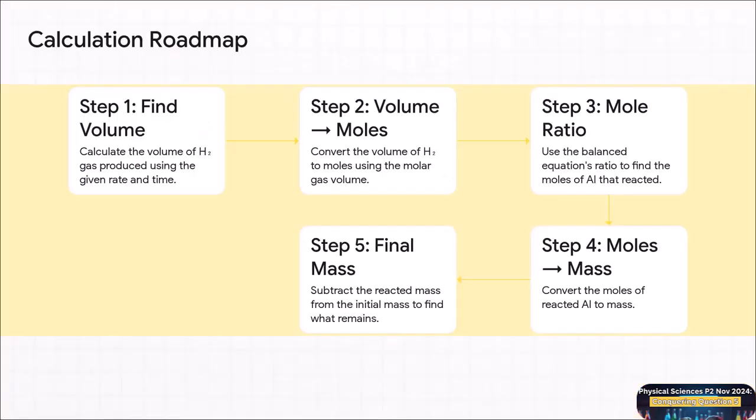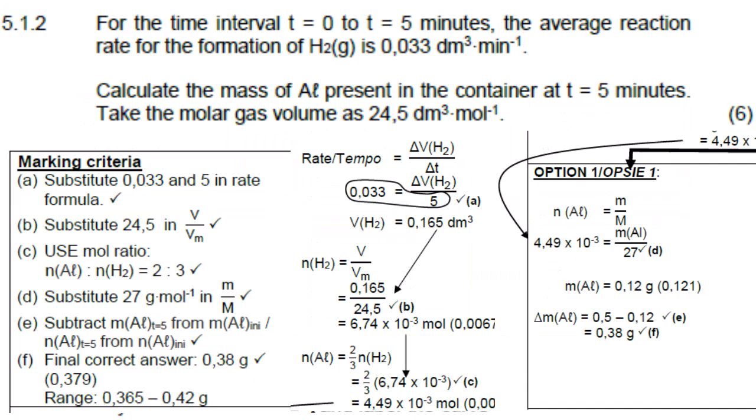And here it is, our roadmap to those 6 marks. The whole strategy is about working backwards. We're going to use what they tell us about the product, the hydrogen gas, to figure out how much of the reactant, the aluminum, actually got used up. Let's just take it one step at a time.